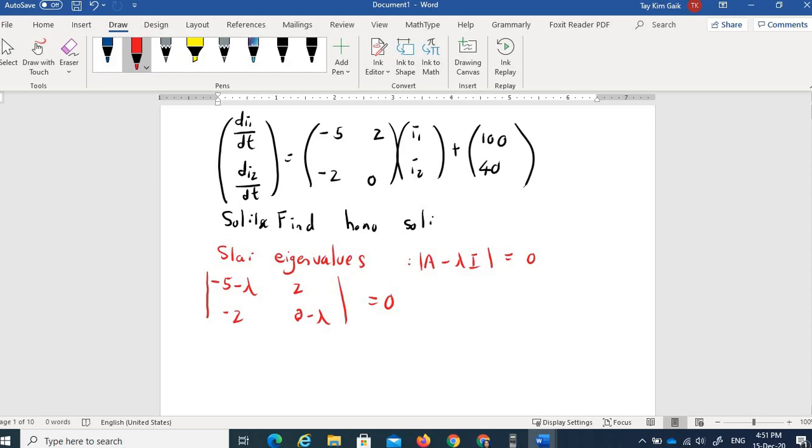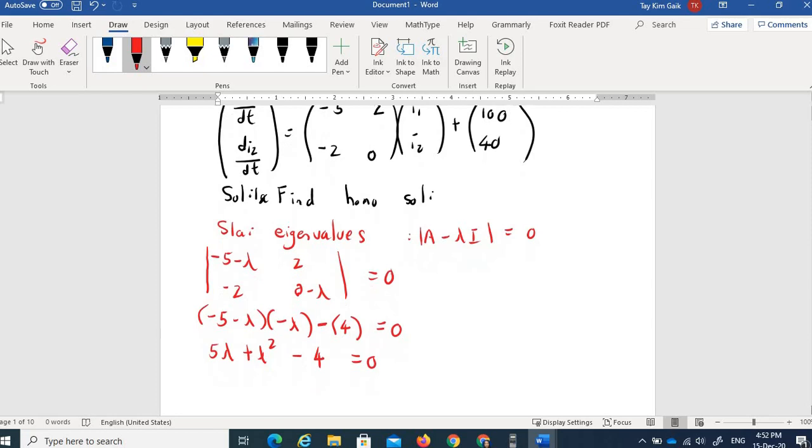Slowly: negative 5 minus lambda, and then this is 0 minus lambda, so minus lambda. Okay, here be careful, you minus the product of this one. So negative 2 times 2, this is positive 4. Then you expand it slowly. Negative 5 times lambda, this is positive 5 lambda. So negative lambda times negative lambda, plus lambda squared, minus 4 equal to 0.